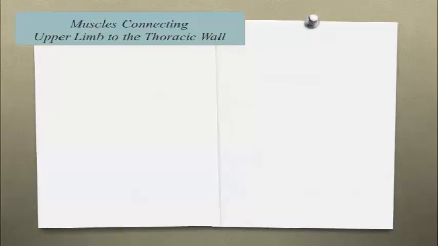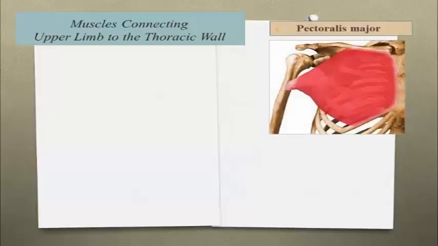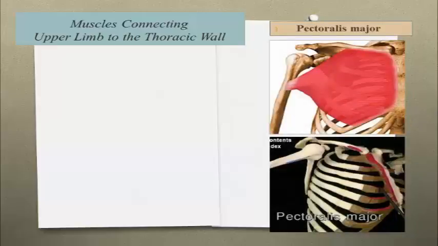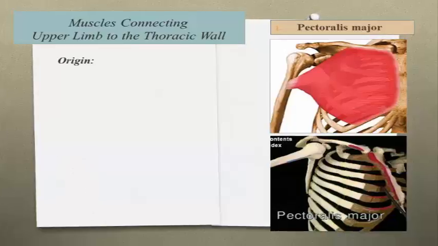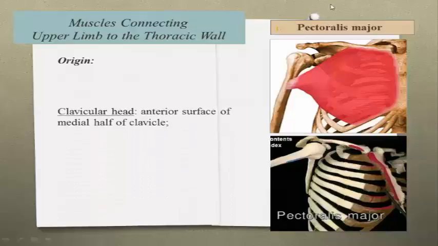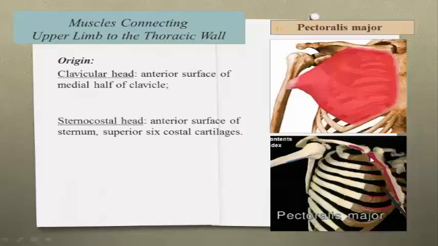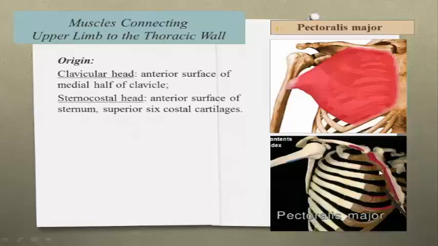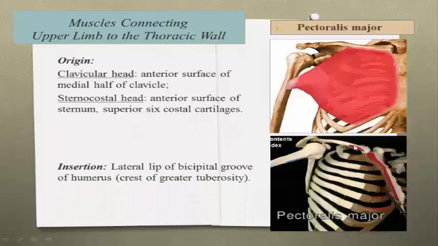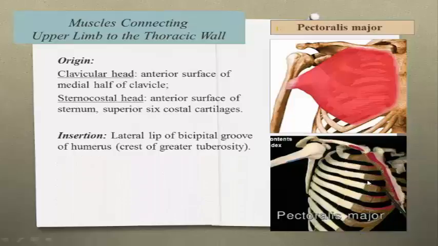The first muscle on the agenda today is the Pectoralis major muscle. It is the biggest and the most powerful muscle of the first group. It has two origins, which we call heads. It has one clavicular head, which arises from the medial end of the clavicle here, and it also has a sternocostal head, which arises from the anterior surface of the sternum and the anterior surface of the first 6 costal cartilages. Here you see these red lines, which show us the wide area of origin of this muscle.